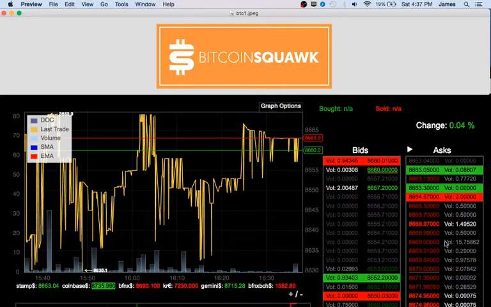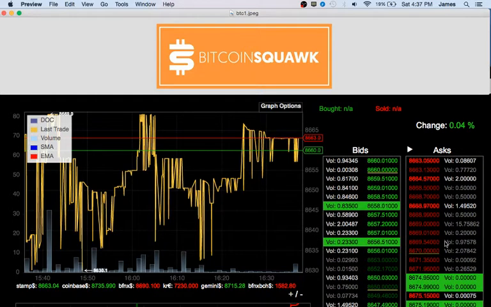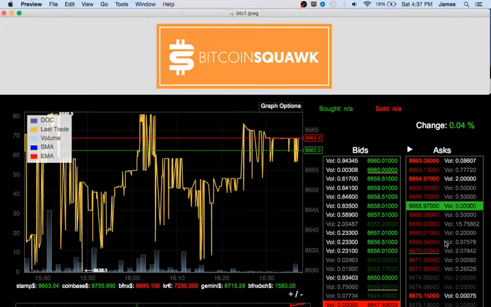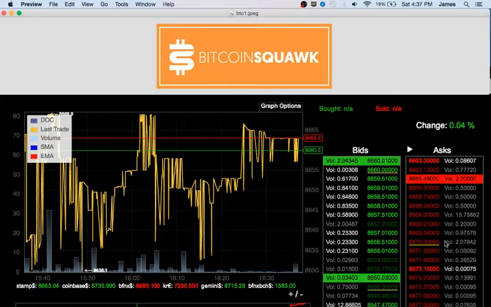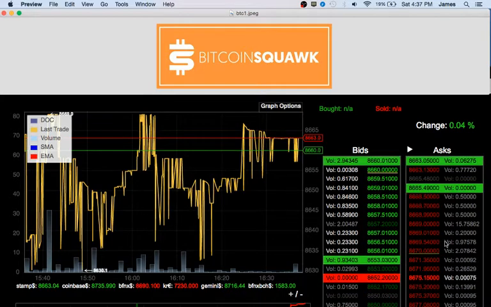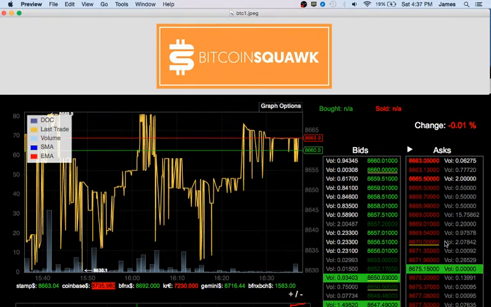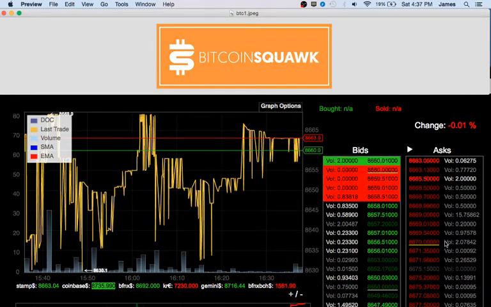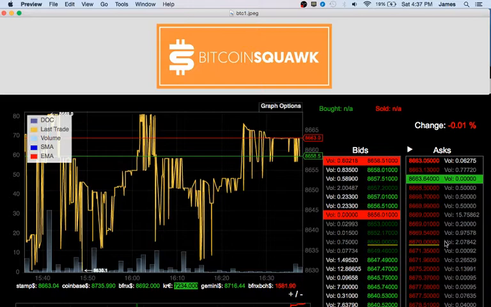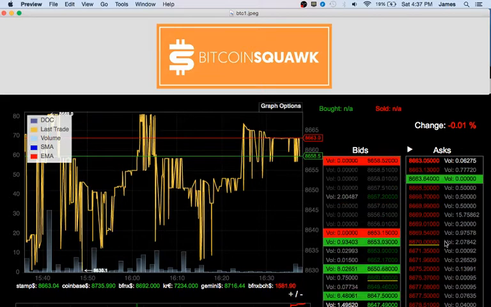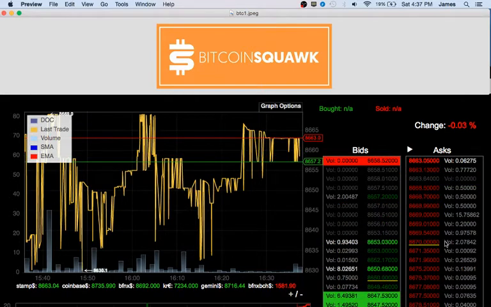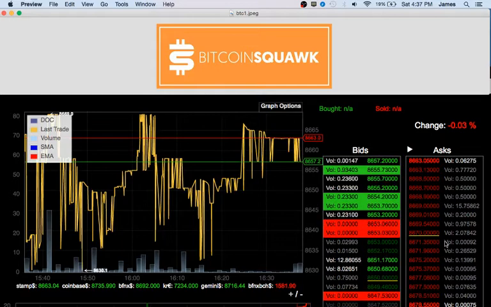60 bid. Come on, let's see some action, Bitcoin. These are such small bids though. It's not even a full contract. There's 2 contracts at 60. I guess you could call that a good size. 16 grand. That's nothing. 58 bid offered 63.